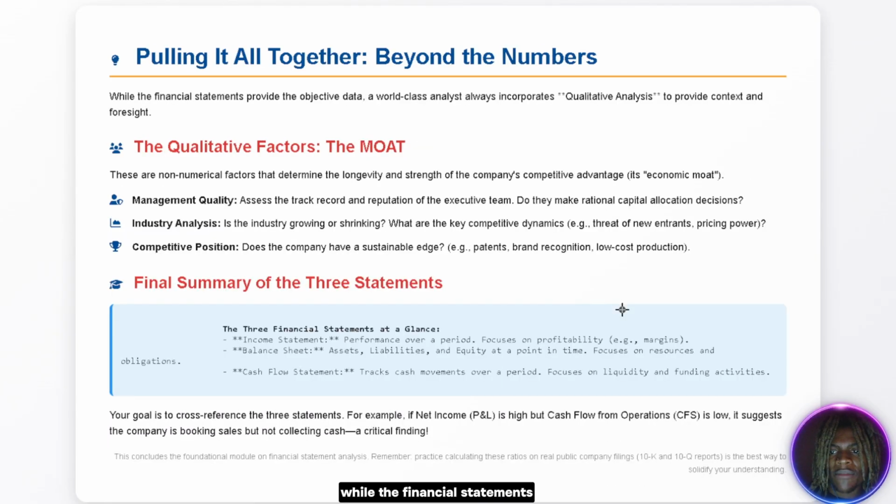So, putting it all together, let's talk beyond the numbers. While the financial statements provide the objective data, a world-class analyst always incorporates qualitative analysis to provide context and foresight. Let's talk about the qualitative factors, the moat. These are non-numerical factors that determine the longevity and strength of a company's competitive advantage, its economic moat, and management quality. It assesses the track record and reputation of the executive team and asks, do they make rational capital allocation decisions? Are they investing their profit properly?